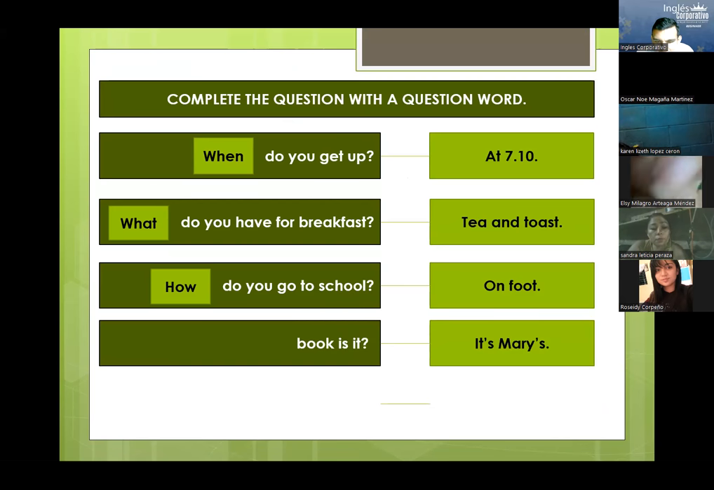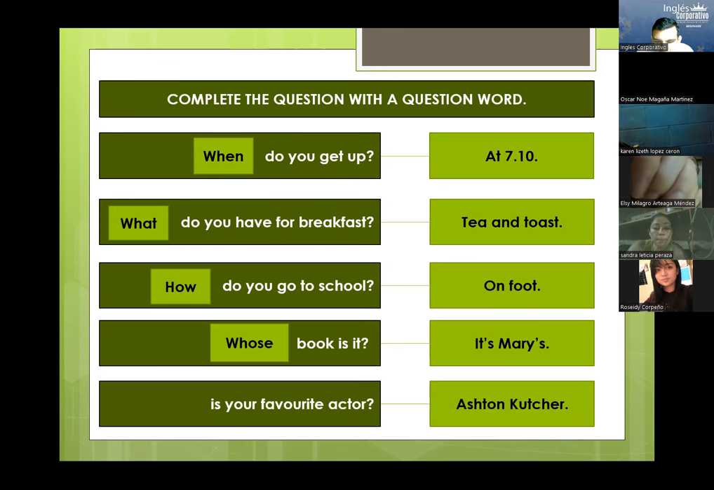Aquí hay ciertos ejemplos de cómo utilizar las WH questions. Por ejemplo, when do you get up? Se refiere a qué horas te levantas. What do you have for breakfast? ¿Qué tienes o qué comes para el desayuno? How do you go to school? ¿Cómo viajas? ¿Cómo llegas a la escuela?